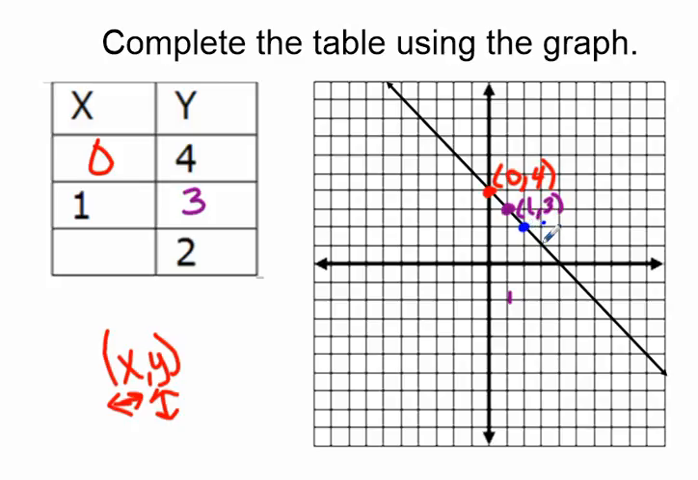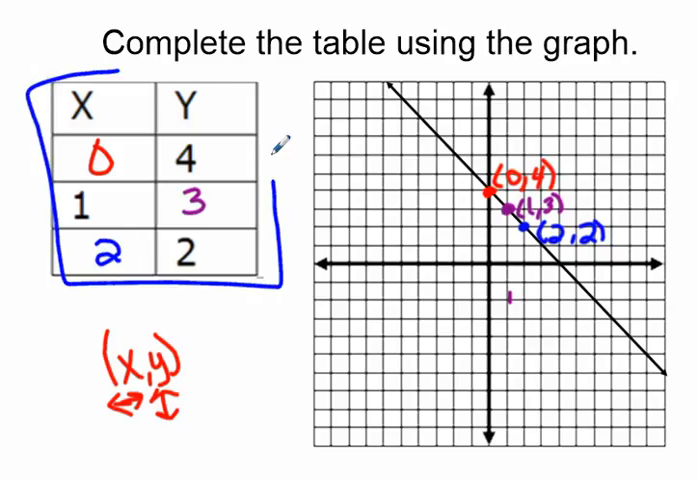And that's going to be the point (2, 2), because we're 2 spaces to the right of the origin. And so I'm going to fill in my table with a 2. So now my table is complete.